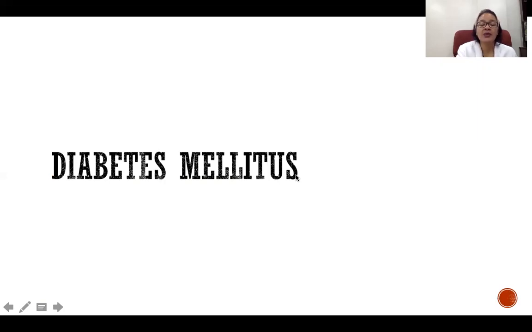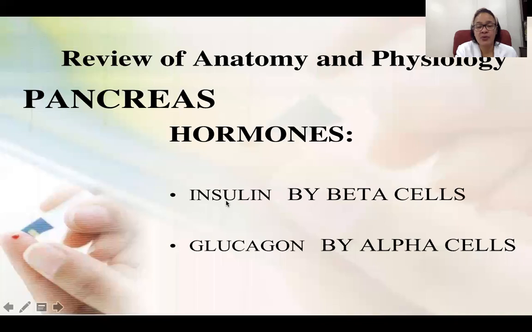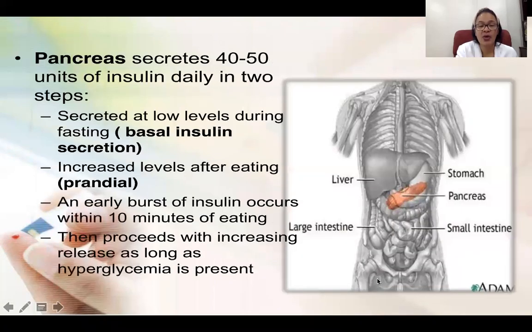Let's have now diabetes mellitus. To review your anatomy, insulin is secreted by the beta cells in the pancreas, whereas the alpha cells are the ones secreting glucagon. Your pancreas secretes 40 to 50 units of insulin daily in two steps. The first is secreted at low levels during fasting, which we call basal insulin secretion. Then there is an increase in insulin levels after eating, the postprandial release. An early burst of insulin occurs within 10 minutes of eating. That's why you need to let the patient fast before taking the blood sugar.